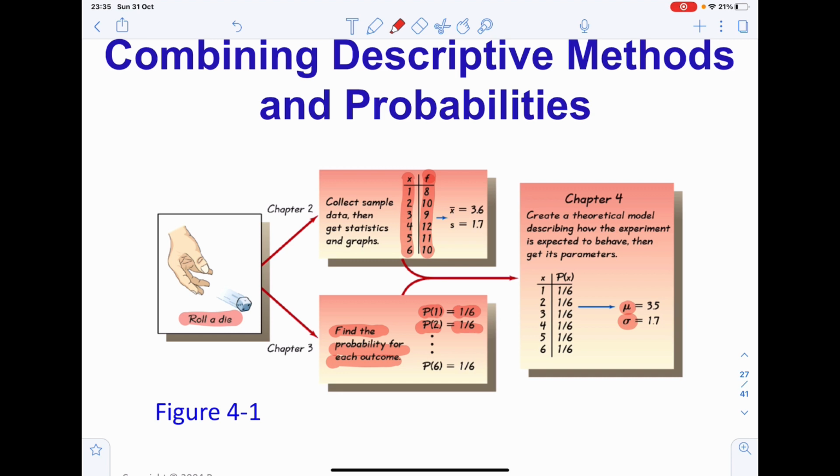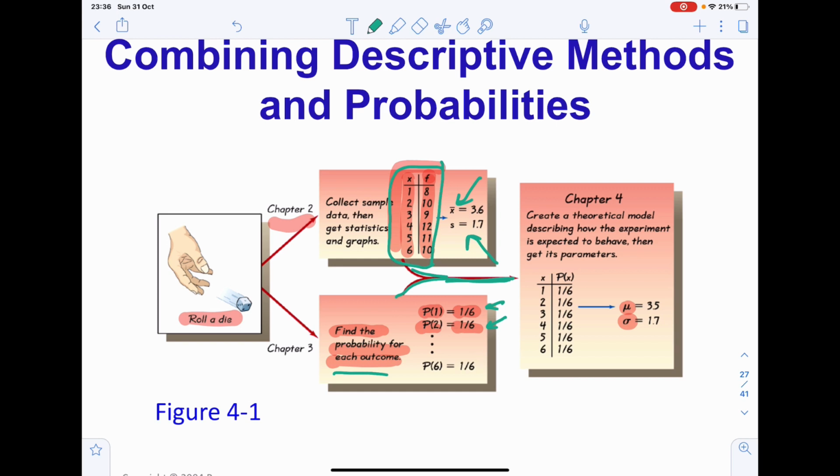Okay, so in chapter 2 we learned how to collect sample data, then get statistics and graphs. Okay, this is in general. If we collect data, then we learn how to find the mean and how to find its value. And in chapter 3 we find the probability of the outcome. For example, in rolling a die, what is the probability of getting 1? It would be 1/6, and of getting 2, 1/6. In this chapter we will gather all what we learned from chapter 2 and chapter 3, and we create a theoretical model describing how the experiment is expected to behave.